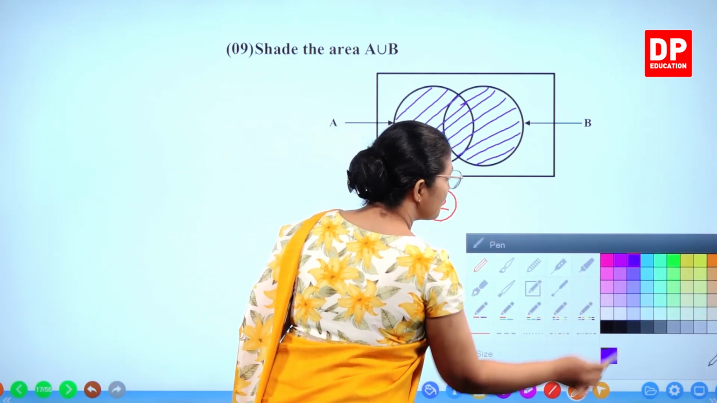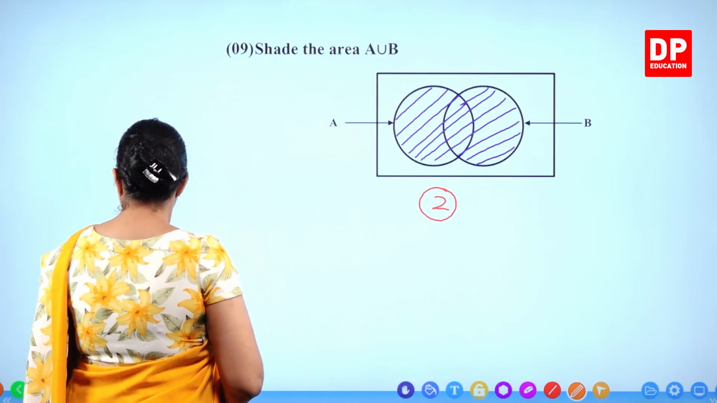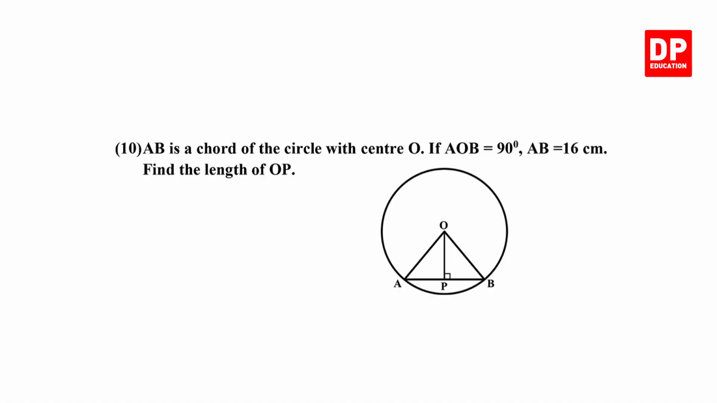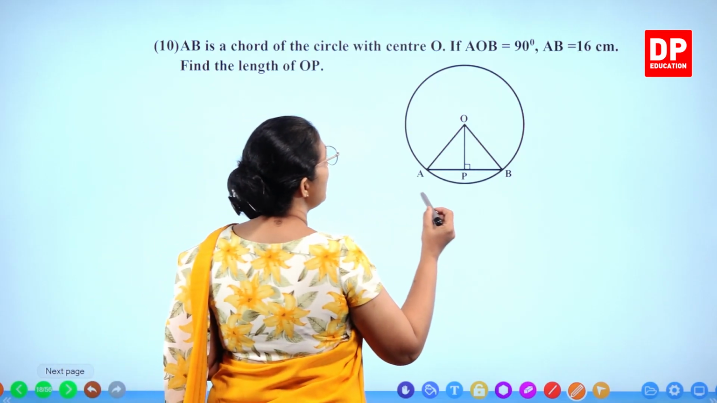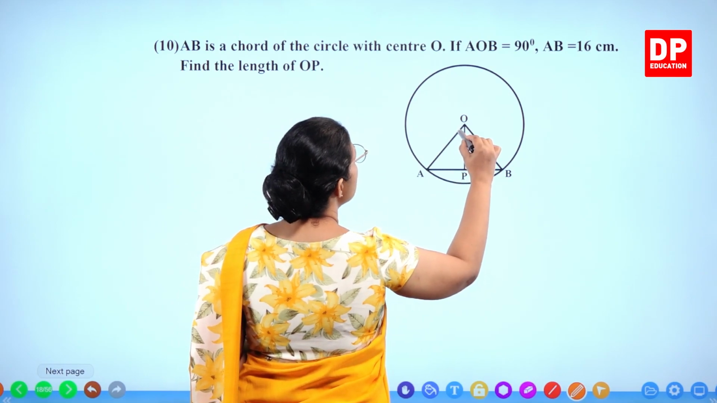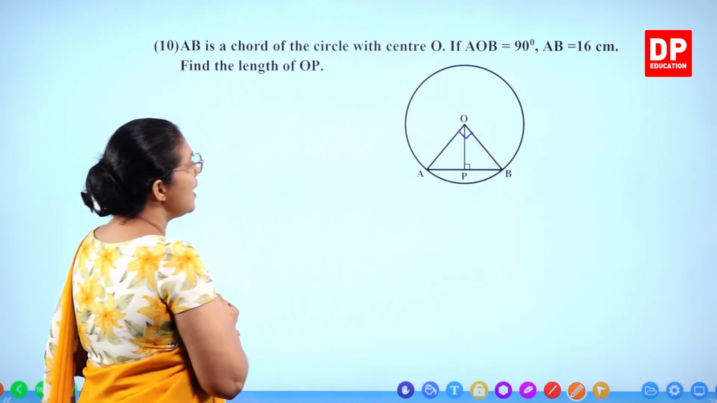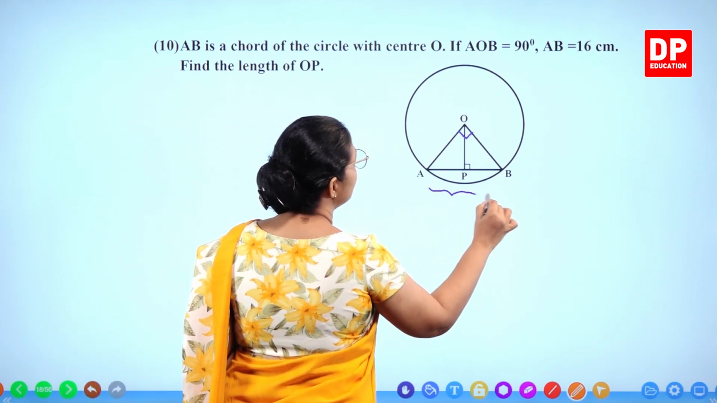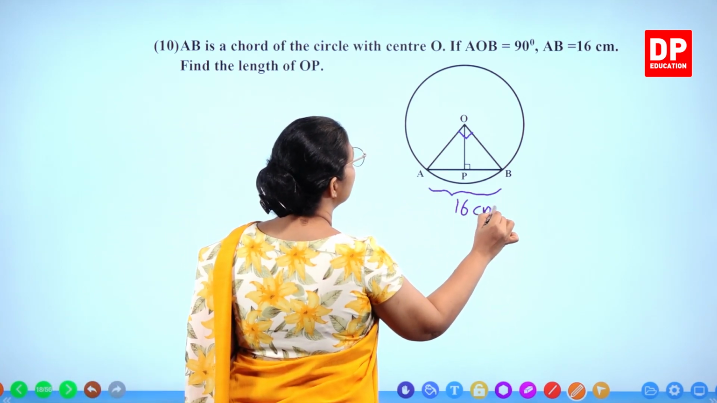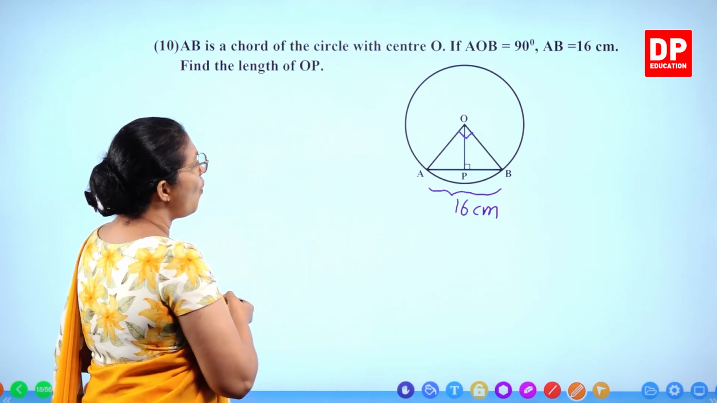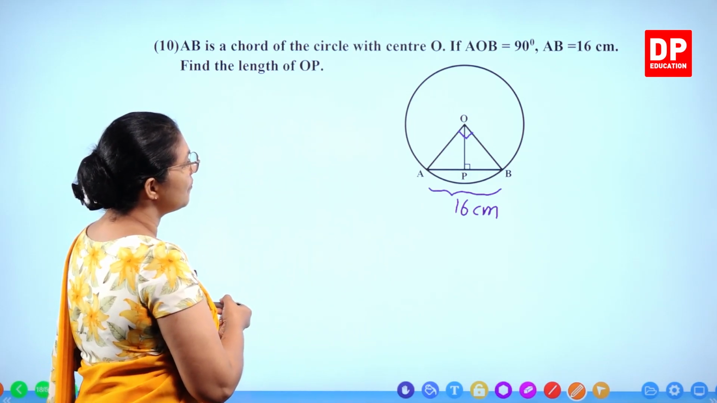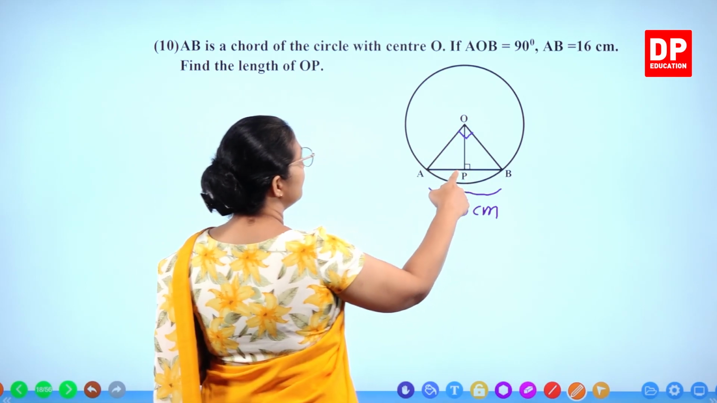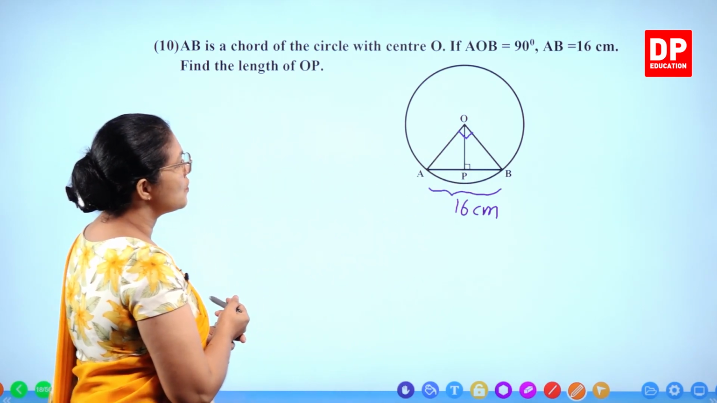Question number 10. AB is a chord of the circle with center O. If AOB is 90 degrees, AOB is 90. AB equals 16. Find the length of OP. This length. So what can you say about this one?